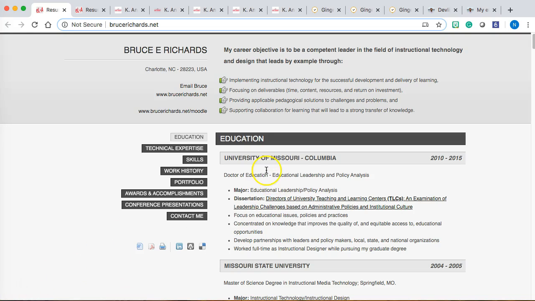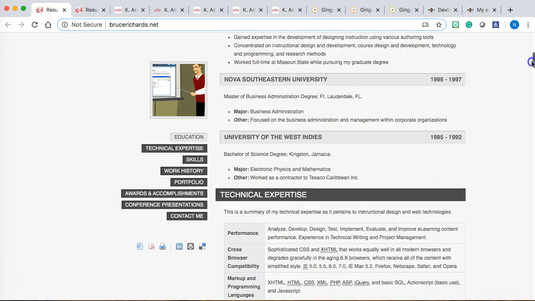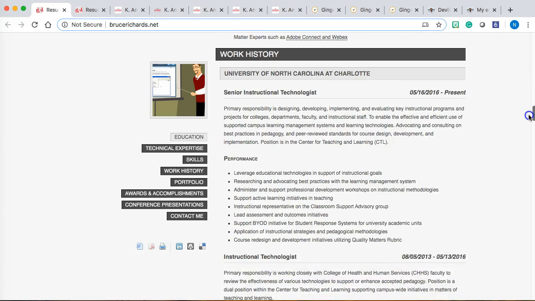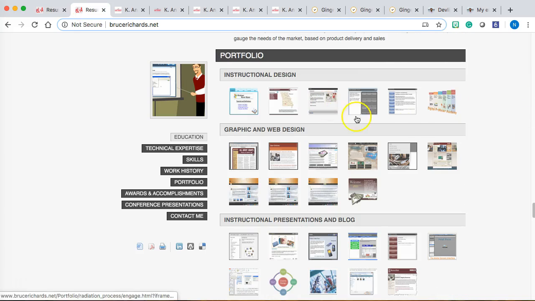You'll see traditional components of a resume such as education, technical expertise, as well as work history, along with a catalog of assets he showcased for examples of his work. The design is simple and familiar, although not as progressive as the next set of portfolios I'll present.